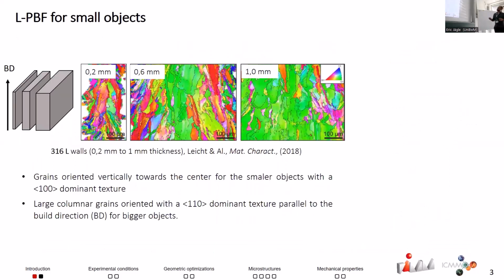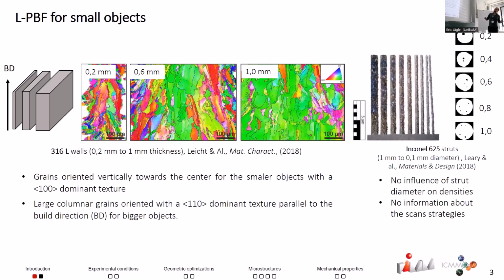small objects. So for example, there's this article of someone doing 316L walls, just like the one that we just saw before. And we can see that there's grain oriented vertically towards the center for the smaller objects, and the 100 dominant texture that we lose with the bigger objects, and there it's more like a 110 dominant texture.